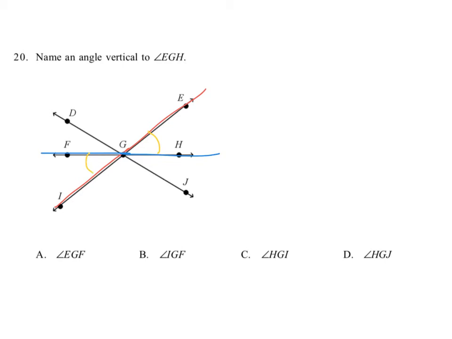So since they gave us angle EGH, those are made up of two rays, this ray, and the opposite rays, if we shot them out in the opposite direction from vertex G, we would see that that would form angle FGI, or angle IGF. IGF, that's B. So there you go. It's this angle right here. We're done.